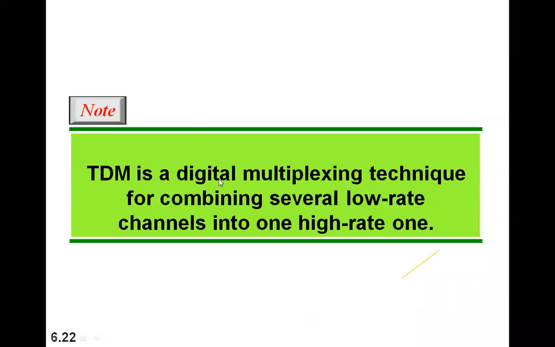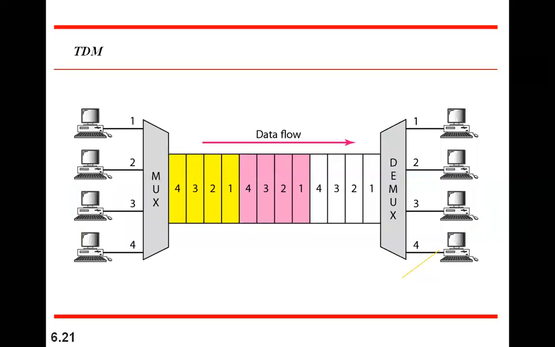TDM is a digital multiplexing technique for combining several low rate channels into one high rate channel. As you have seen, these are different low rate channels, because all of them together equal the capacity of this one. So this is a single channel with a higher data rate.